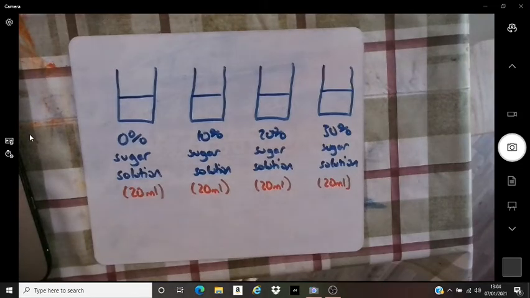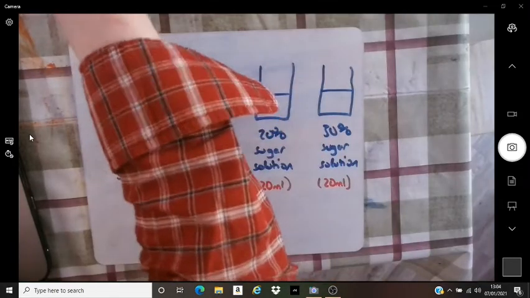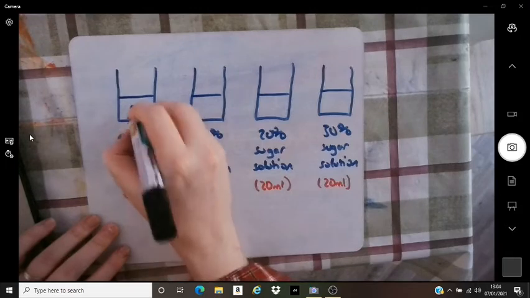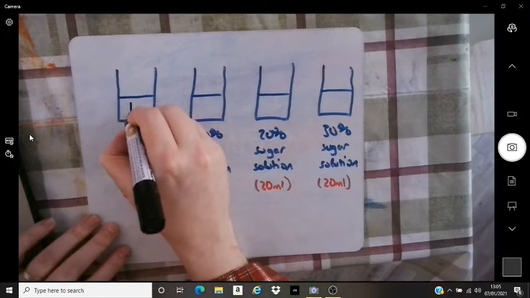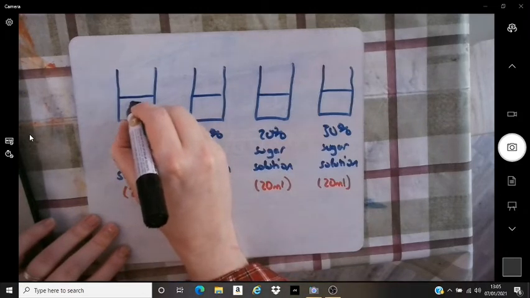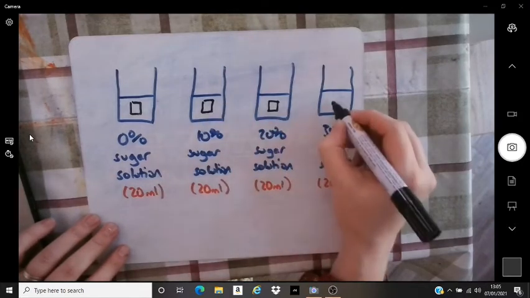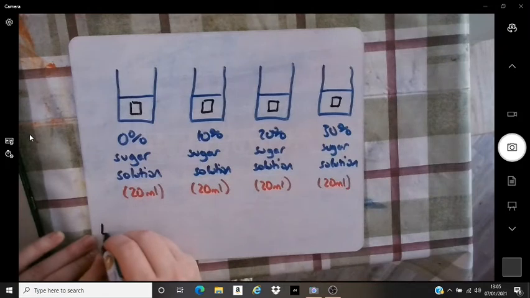So the other thing I'm going to add is I'm going to add the same size piece of potato to each. So let's say I added 2 centimeters by 2 centimeters cube of potato. So each one gets the 2 centimeter cubed potato.